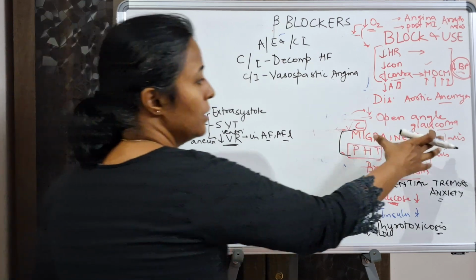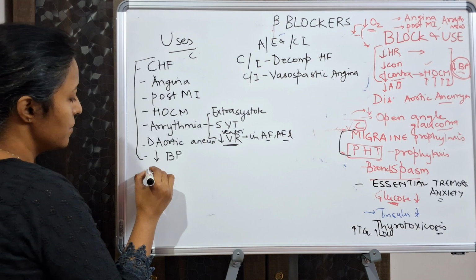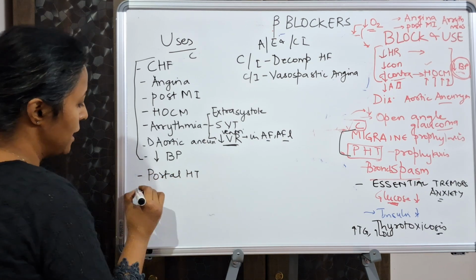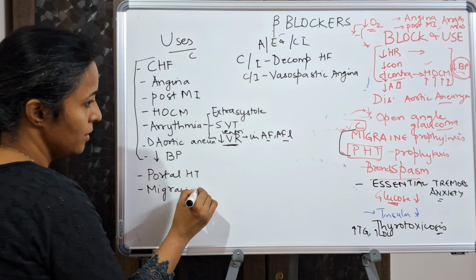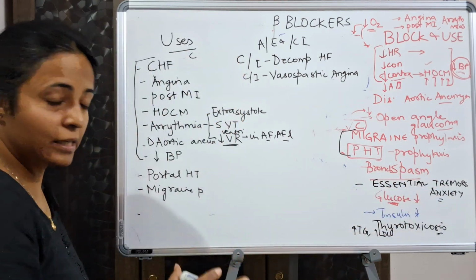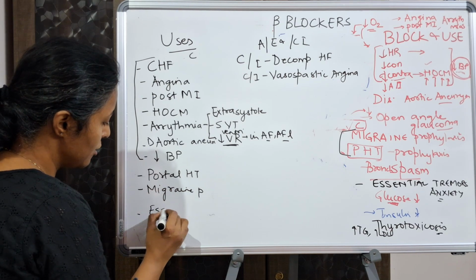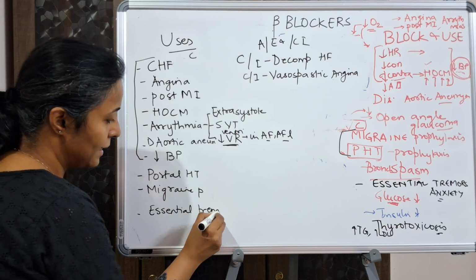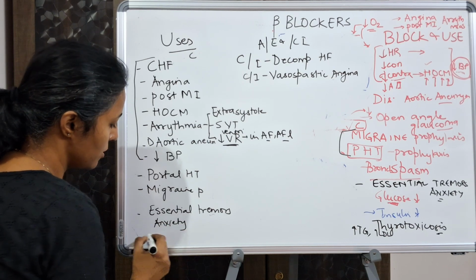Now moving on to the uses due to the action on the blood vessels. What are the uses? That is portal hypertension prophylaxis. Okay, then we have the migraine prophylaxis. Okay, then other use is blocking of the sympathetic activity. So that is for use in the essential tremors, anxiety, okay, and thyrotoxicosis.